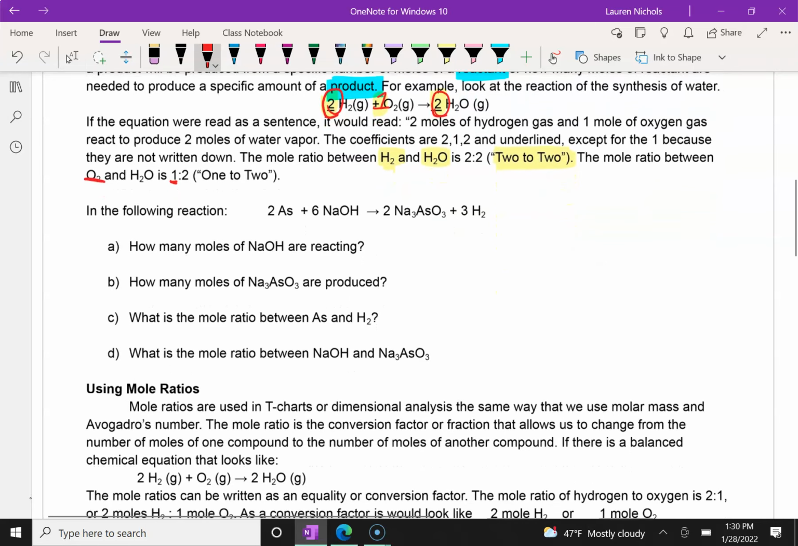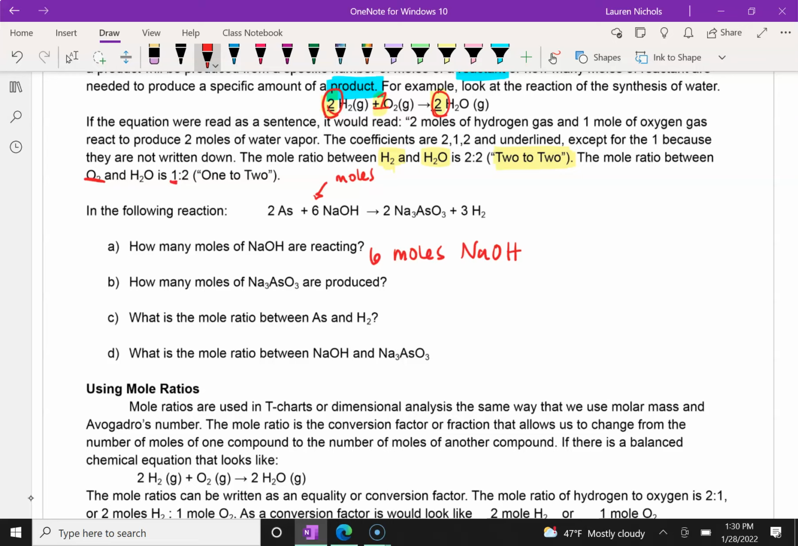So when we look at these questions, it says, how many moles of sodium hydroxide are reacting? Well, your coefficient is your number of moles. So we have 6 moles of sodium hydroxide reacting because it is a reactant on the left side of the equation.